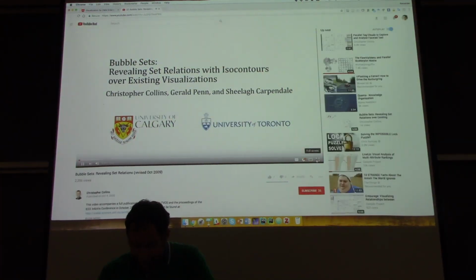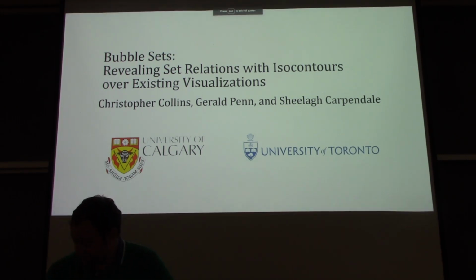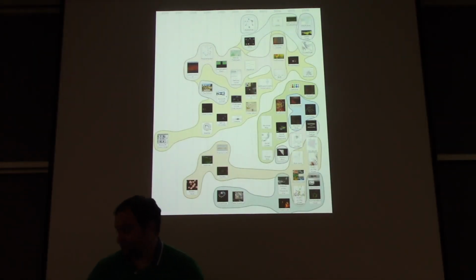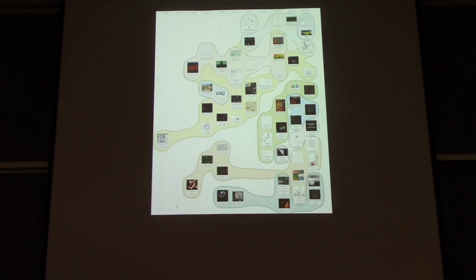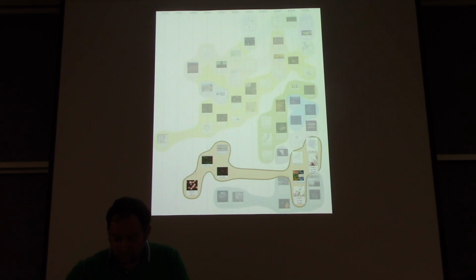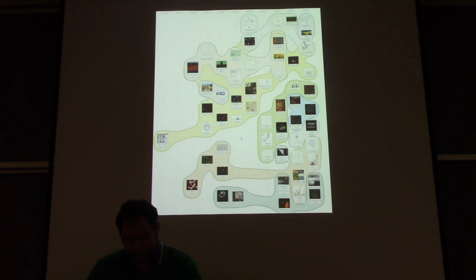In this video, we demonstrate bubble sets, a method for revealing set relations with isocontours over existing visualizations. In this work, we focus on set membership relations which are independent of other relations in a dataset. Our method visualizes set relations atop existing visualizations without modifying any meaningful spatial layout. We've applied bubble sets to several example applications for which the spatial layout carries meaning separate from the set relation.